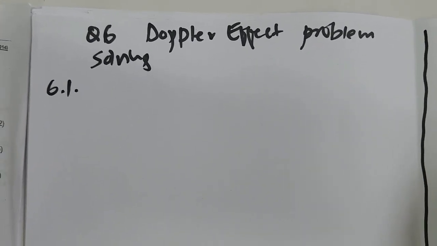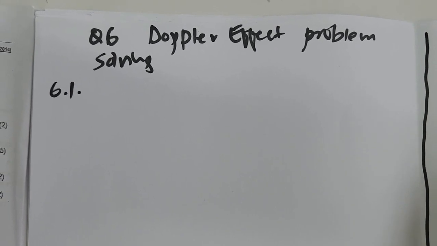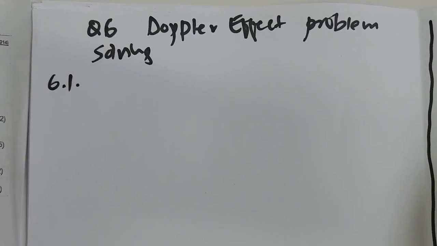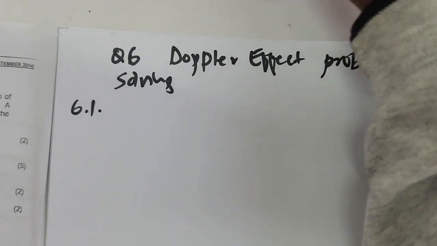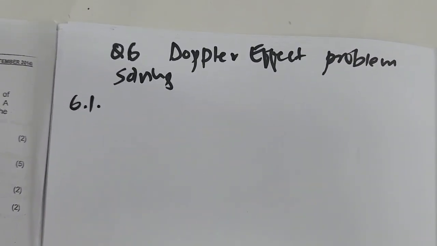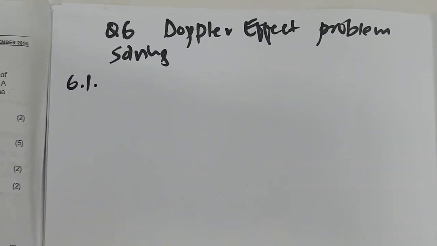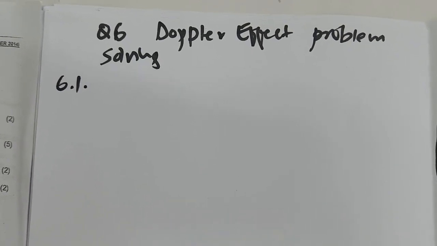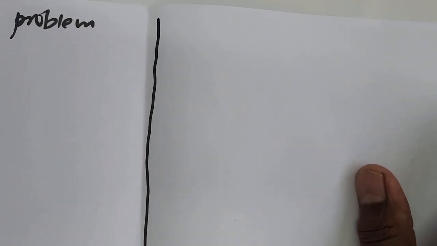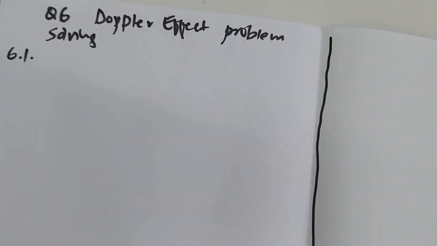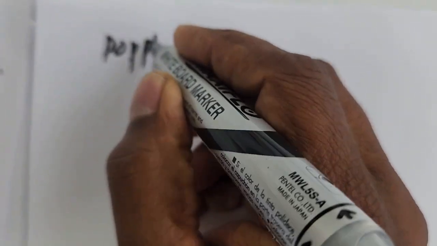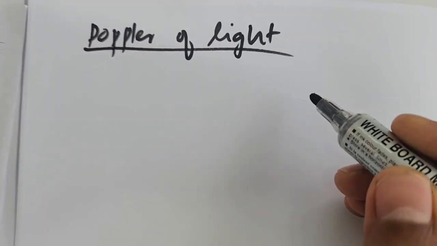Otherwise questions will always give us more. And there's a Doppler of light as well. Let's start with the Doppler of light before we deal with the Doppler effects problem solving. In a nutshell, the Doppler of light will be a very small topic in this case. A Doppler of light, which will talk about the distant stars.